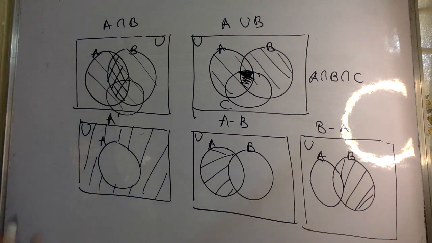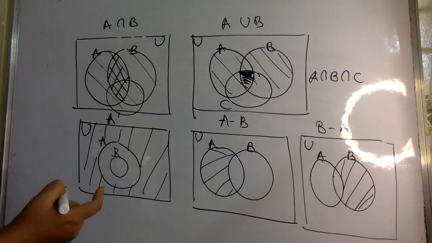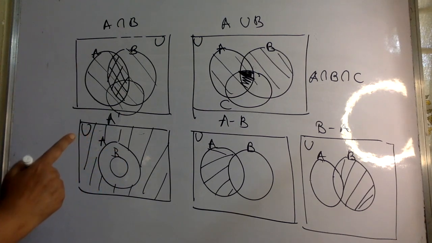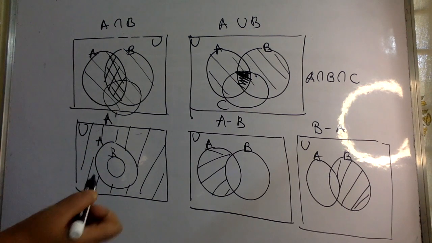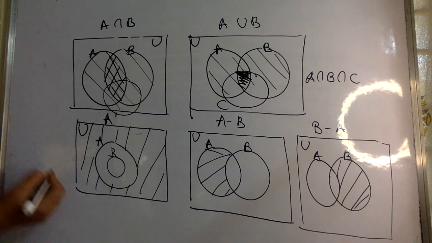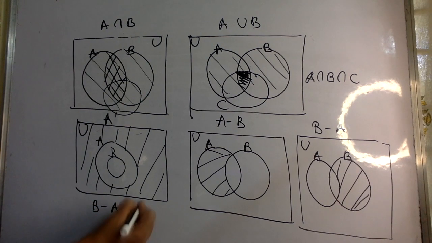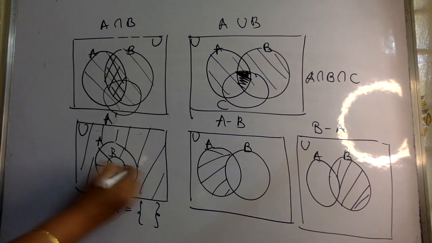Now I'll make one small change here. If I make a set B, then what is set B minus A in this case? B minus A for this diagram is a null set. Sometimes it will be confusing like this. A minus B will be this portion.